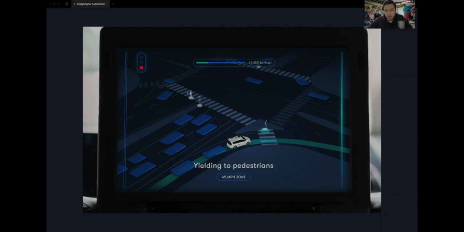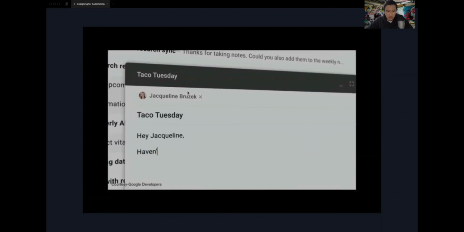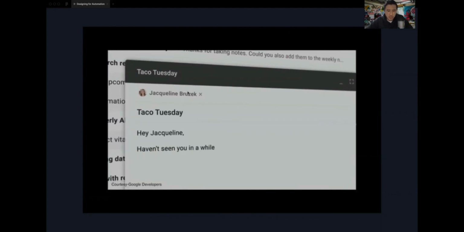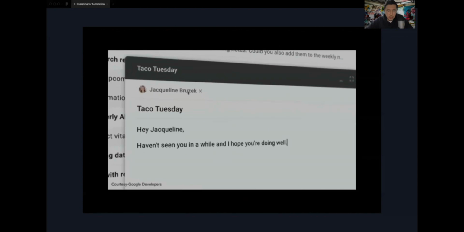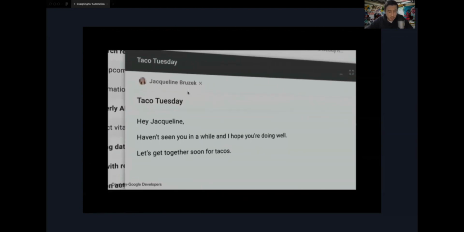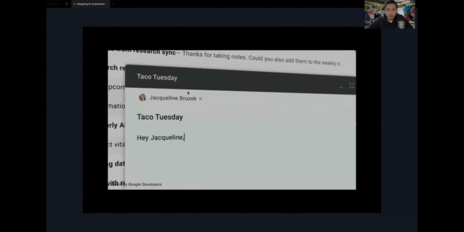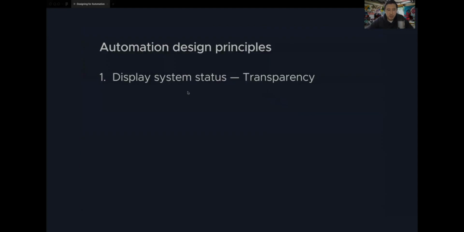It's transparent. Another example is Gmail's auto suggestion. While typing, you can see suggested text in gray, and if you think it's correct, you can use it. If not, you can ignore it. So these are examples of transparency, of displaying system status.